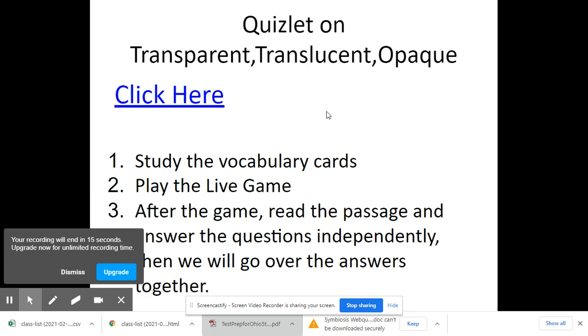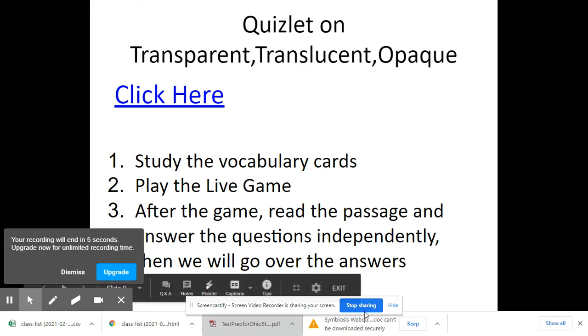Okay, so keep studying those words, and then more vocabulary will be found on a Quizlet, and we'll continue learning about light energy. Keep it up.